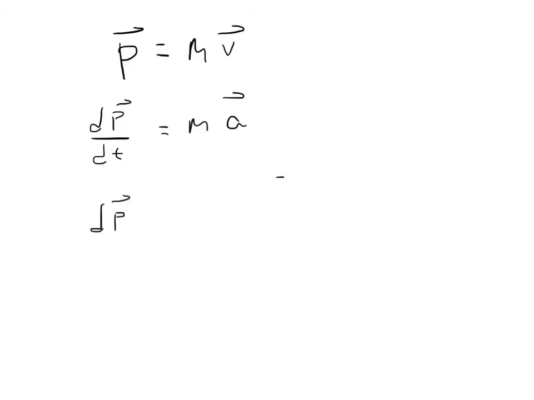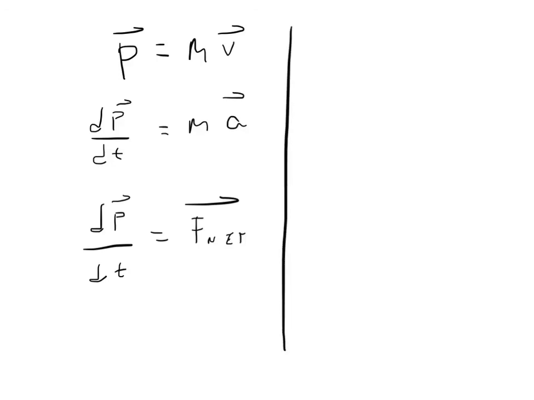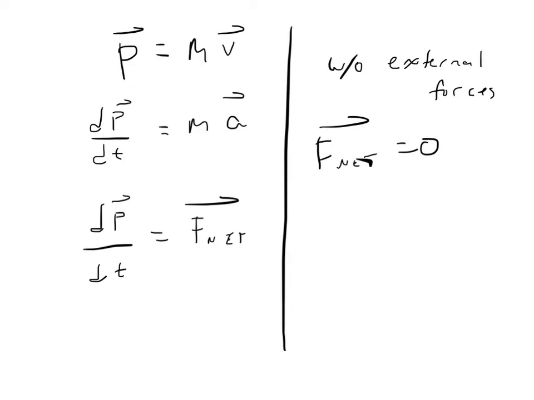Well, that is super familiar to us, which is that the rate of change of momentum with respect to time equals the net force. So therefore, we get to an important, really important idea, and this is hugely important: without external forces, the net force equals 0. Well, what that implies then is that dp/dt equals 0.